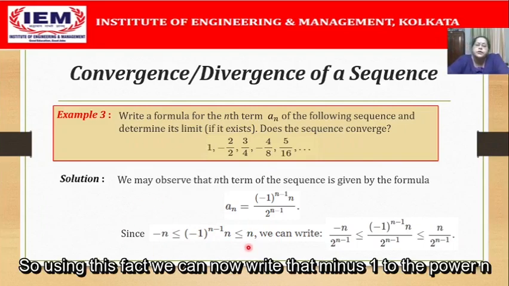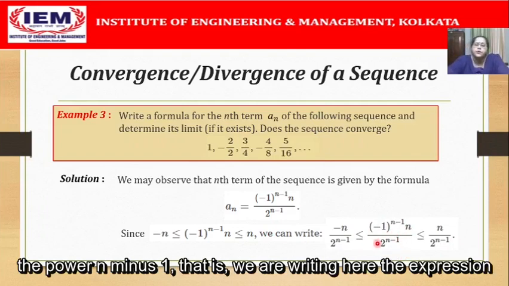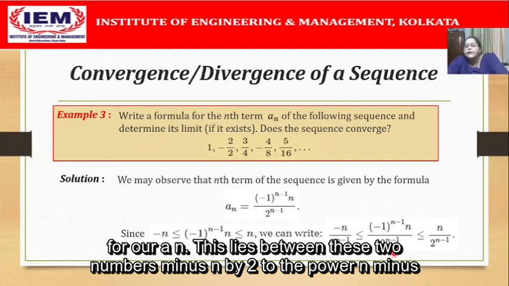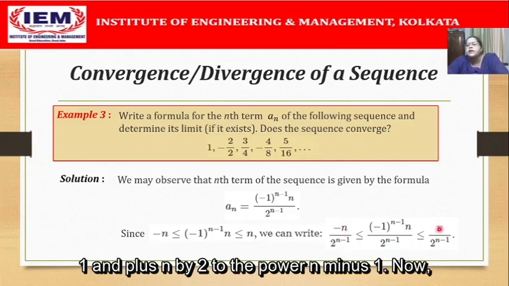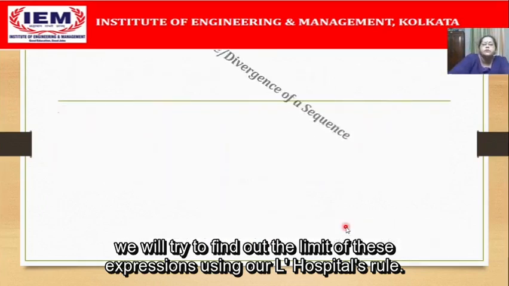So, using this fact, we can now write that (-1)^(n-1) · n/2^(n-1), that is, the expression for our a_n, lies between these two numbers: -n/2^(n-1) and +n/2^(n-1). Now, we will try to find the limit of these expressions using L'Hospital's rule.